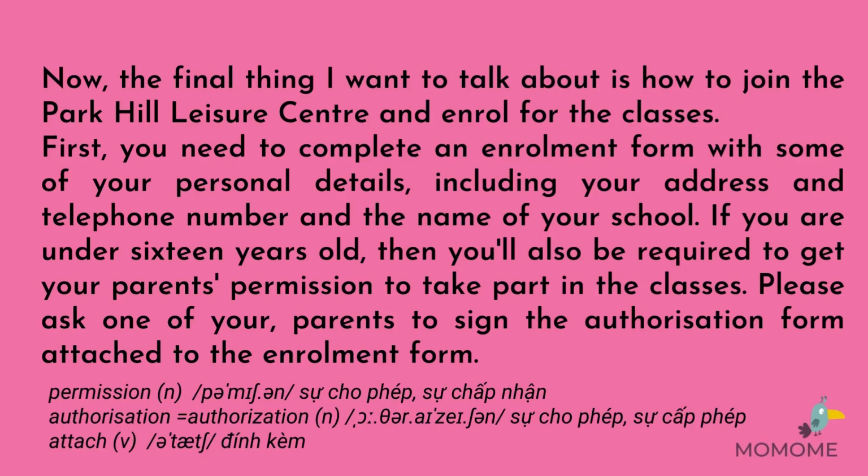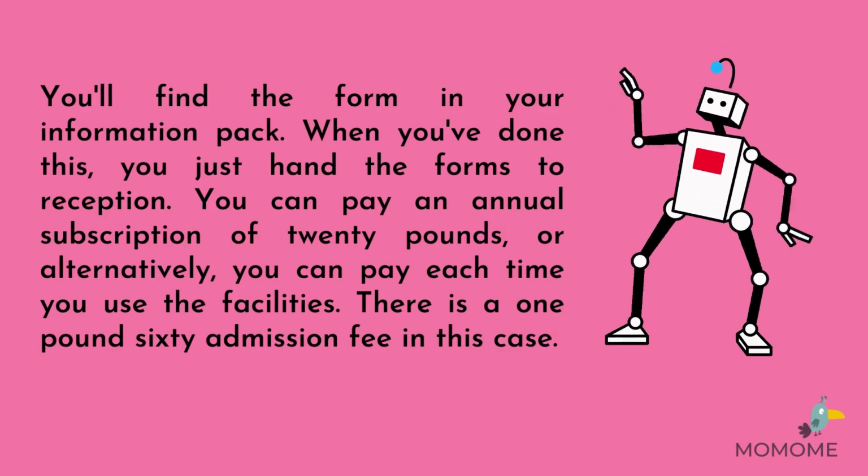Now, the final thing I want to talk about is how to join the Park Hill Leisure Centre and enroll for the classes. First, you need to complete an enrolment form with some of your personal details, including your address and telephone number and the name of your school. If you are under 16 years old, then you'll also be required to get your parents' permission to take part in the classes. Please ask one of your parents to sign the authorization form attached to the enrolment form. You'll find the form in your information pack.